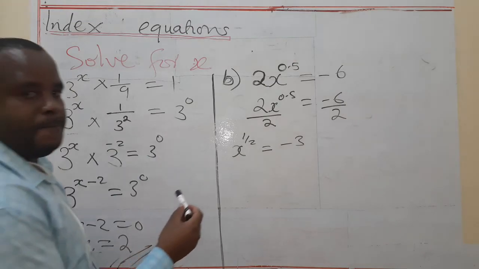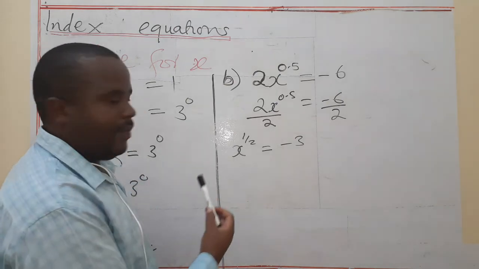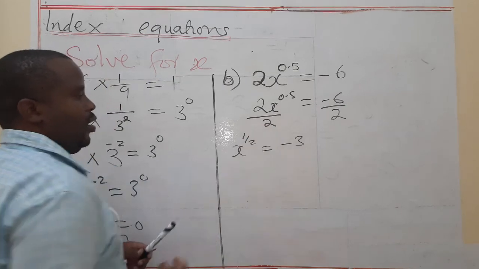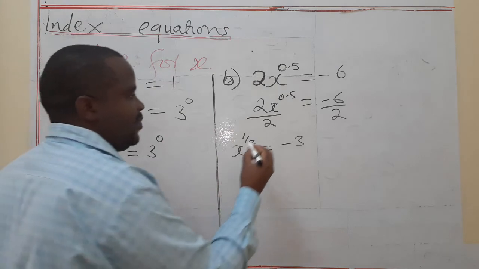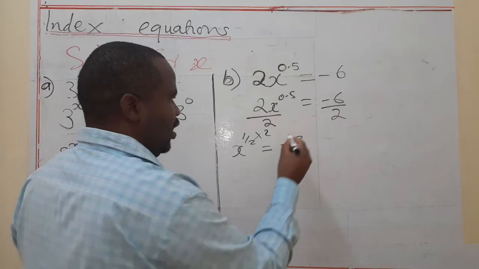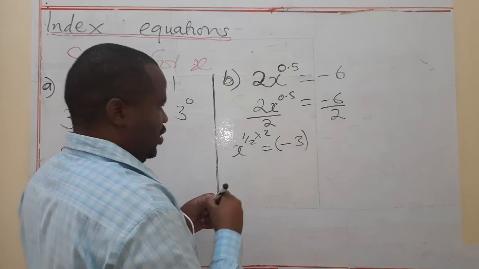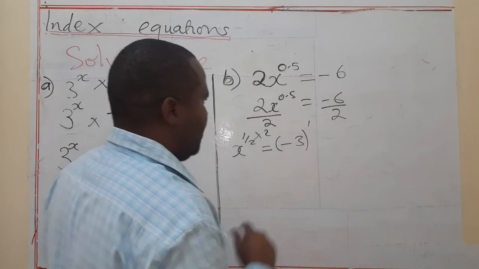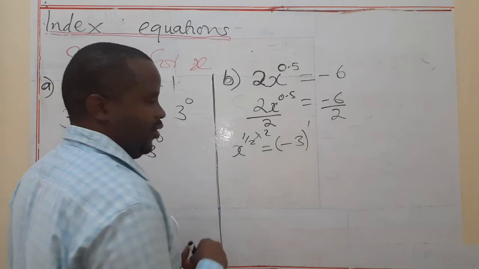Remember now my base is unknown here, so we must get rid of the power. You multiply by its reciprocal, and the reciprocal is 2. Take note, it's like it's power 1, because negative 3 to the power 1 is negative 3.